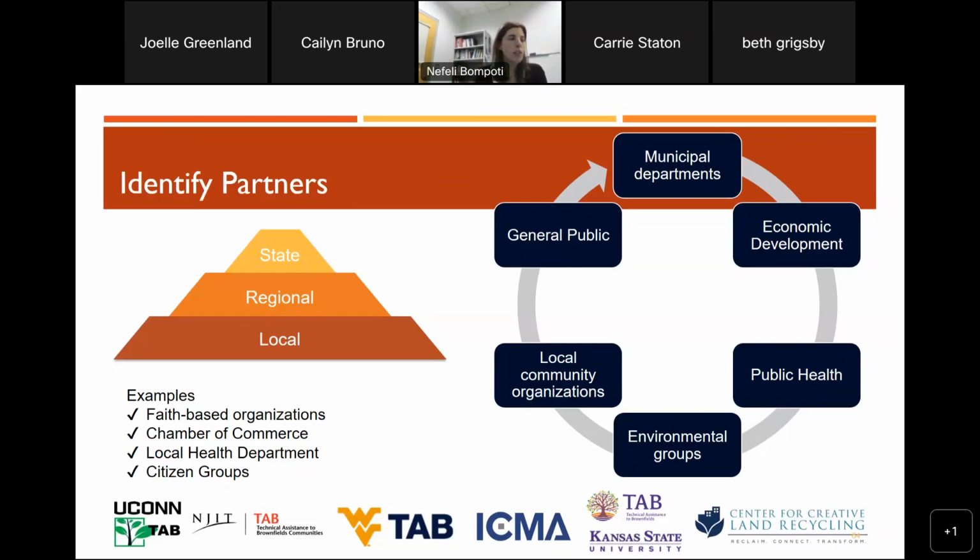And some examples, you might be thinking, okay, what kind of local organizations do I have in my community? Look into the faith-based organizations, definitely engage them. Another one could be the Chamber of Commerce, right? These examples are not the first thing that comes into your mind, right? But it could be really, really helpful to engage all of them. It could be the local health department or any other citizen groups that you might have in your community. Next slide, please.